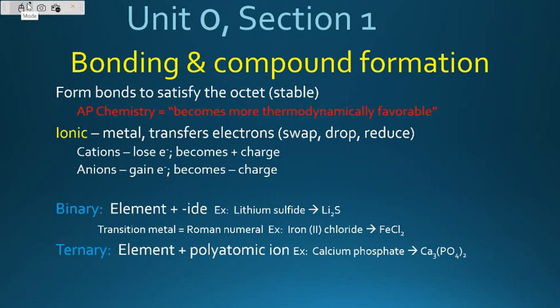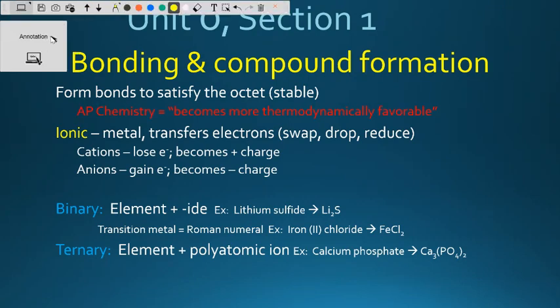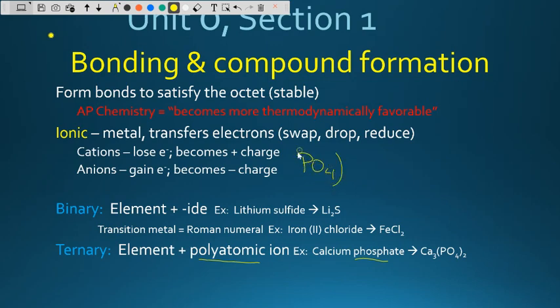Ternary means we have more than 2 elements in there, 3 or more, and so that's where polyatomic ions come in. You do have a listing of polyatomic ions on your reference sheet, but I would strongly recommend you get to work on memorizing those. So when I see phosphate, I need to see a group of elements already formed together with an overall charge. That's PO4 with a -3 charge.